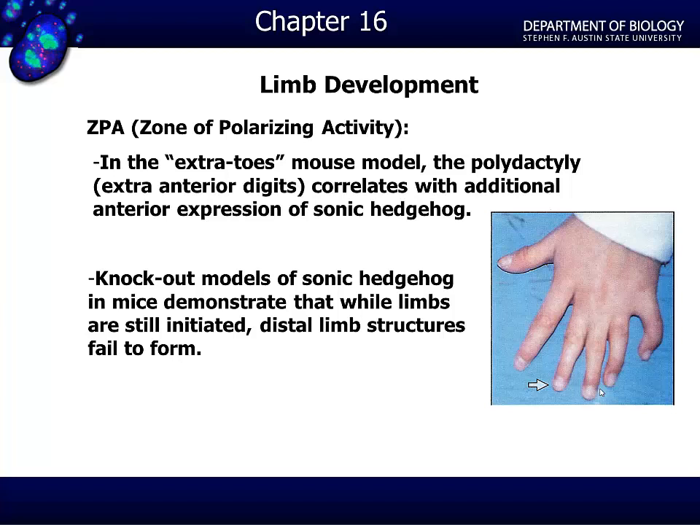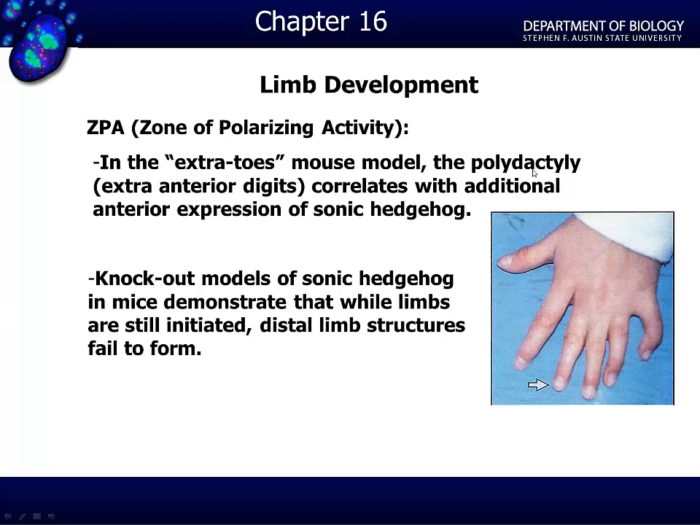In this particular case, and we'll look at this part first here, when we knock out sonic hedgehog in mouse models, for instance, we can still see that, yes, we do have limbs begin to form. Remember, that was under the effect of FGF. But we don't get those distal limb structures. They fail to form. Digits don't form correctly. And we can further support that in a mouse model that's called the extra toes model.